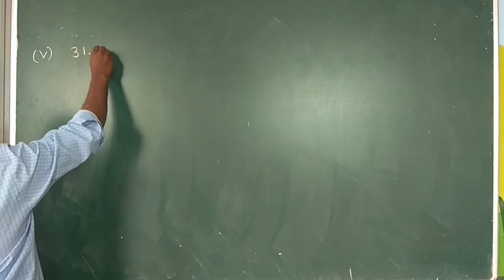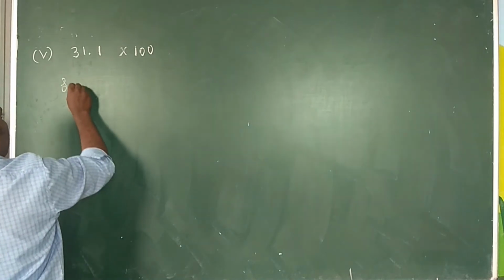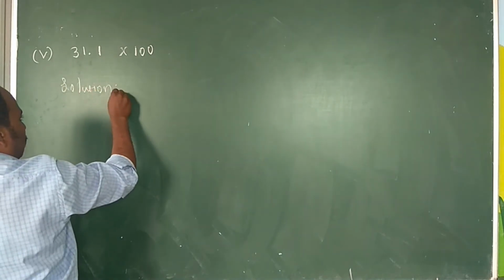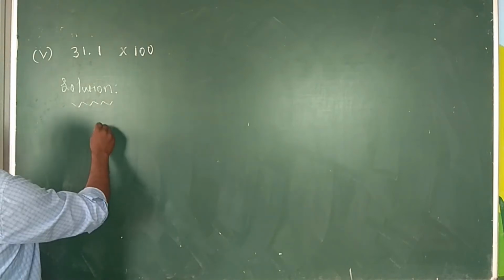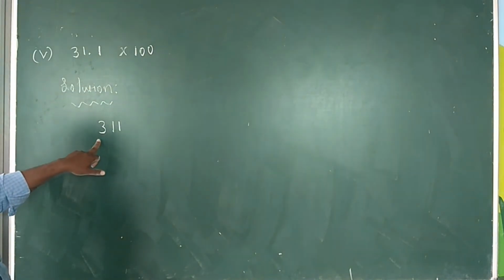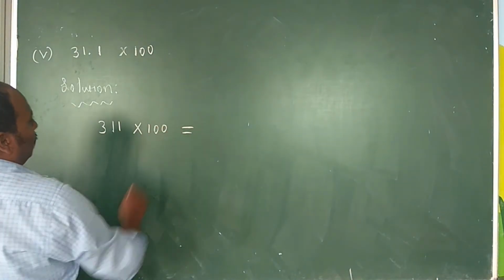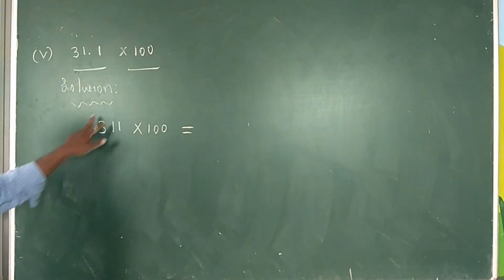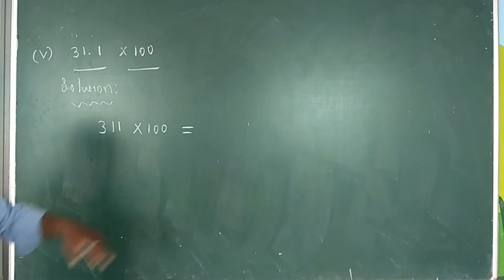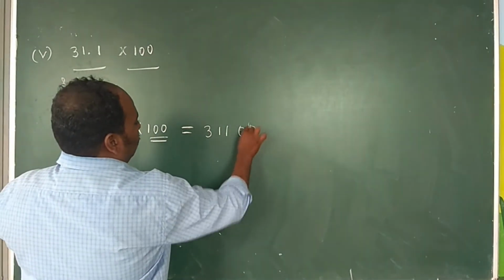Next, fifth one: 31.1 into 100. First, multiply without decimal places. So 31.1 becomes 311 into 100. First we take the whole number, 311 into 100. 311 into 100 means we add 2 zeros.